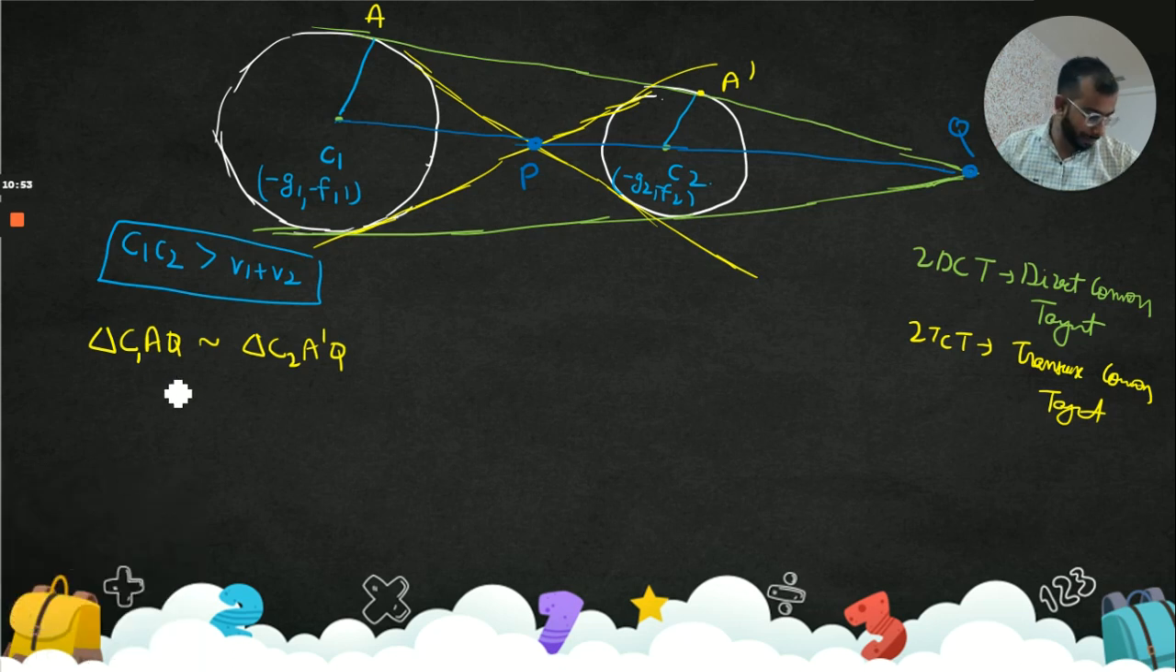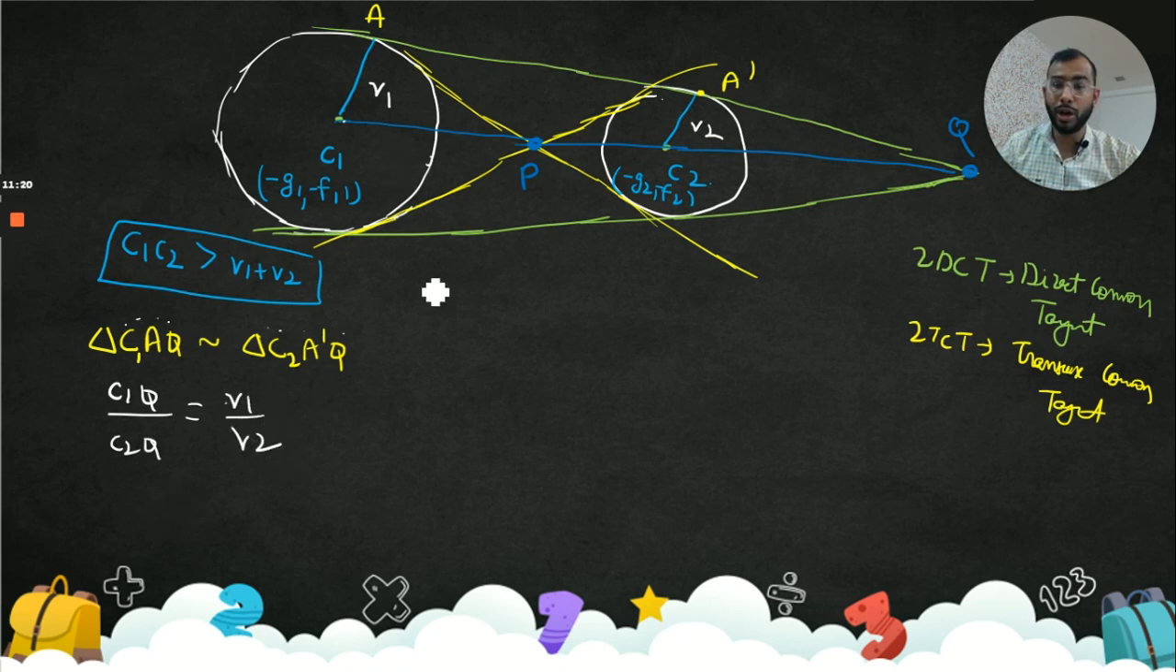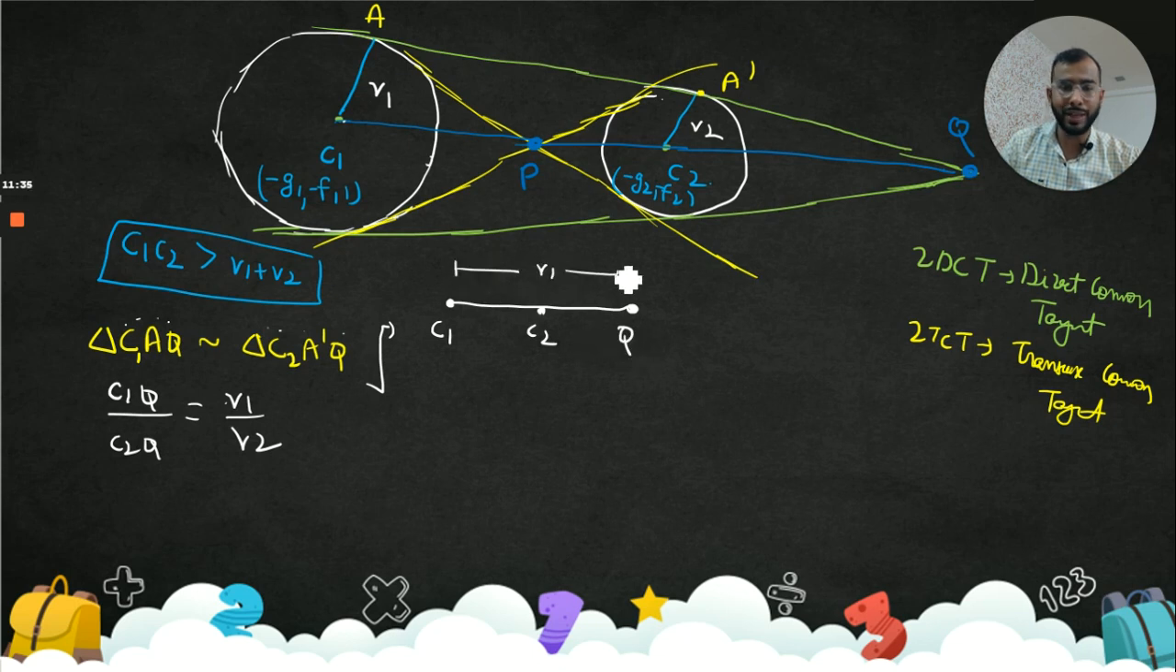So let's quickly write the sides in proportion: C1Q upon C2Q is equal to C1A upon C2A. This is R1, this is R2. So C1A upon C2A is R1 upon R2. Now understand, let's write it here. From this, what I can conclude, see, it's such a beautiful thing. Obviously you will remember that formula directly. C1C2Q, this is the R1 ratio I'm talking about.